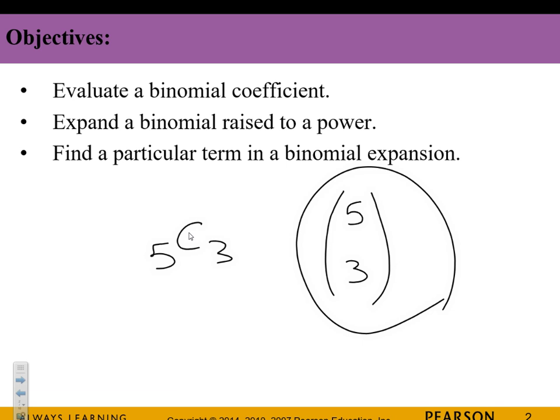What that does for me is simply tell me all of the different possible ways that I can choose a specific number of items. That make sense? Yes. Okay.